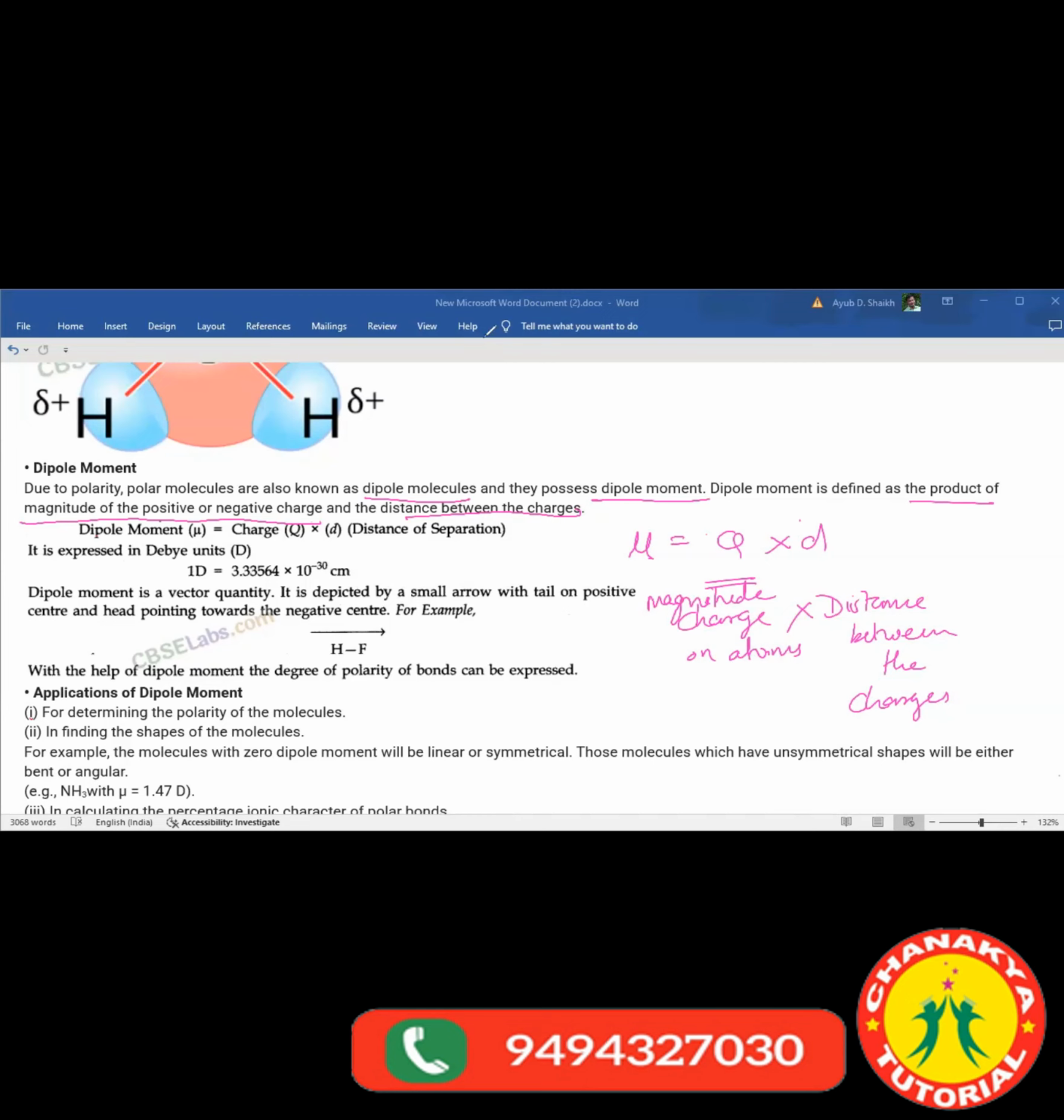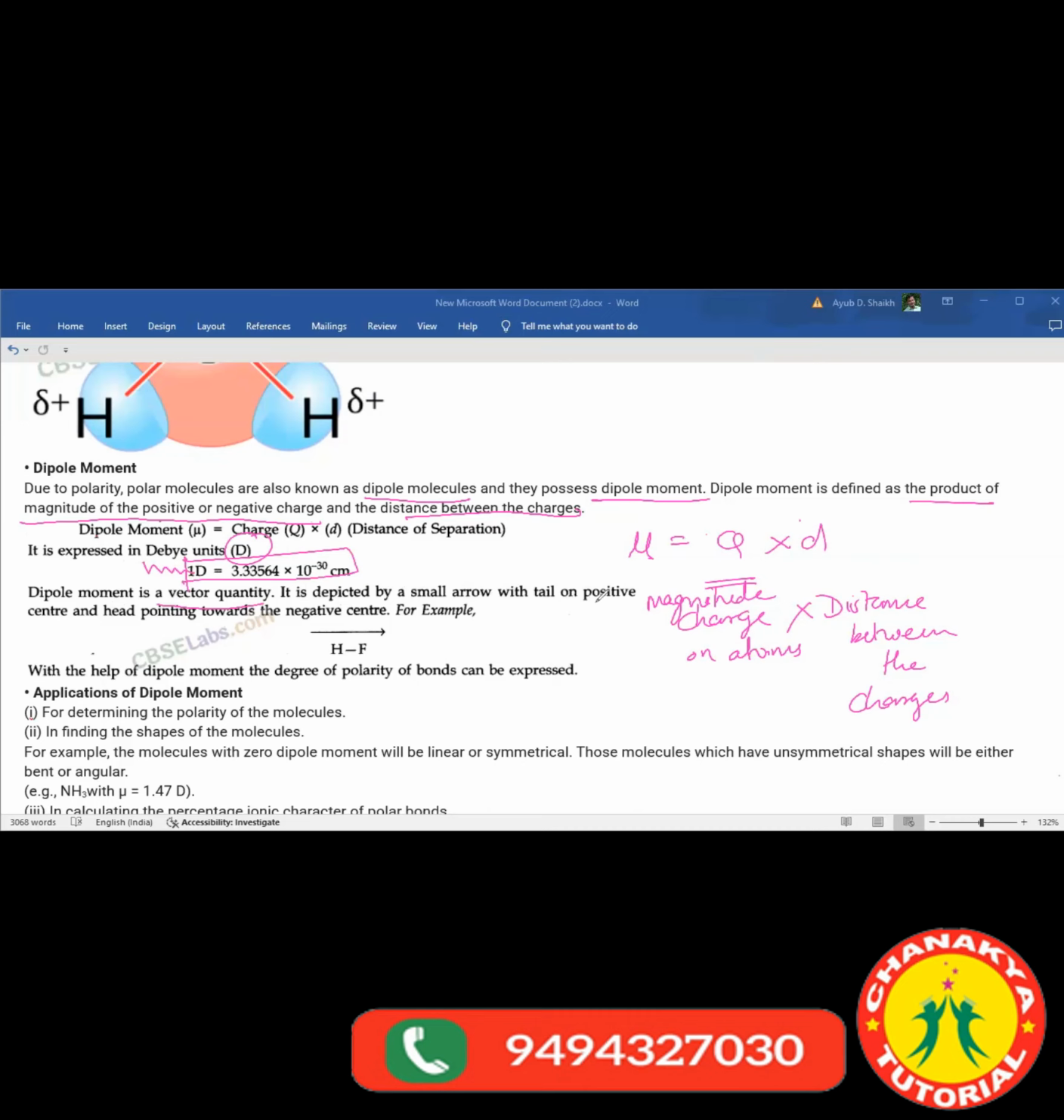So dipole moment is a vector quantity. Vector quantity means what? It has a magnitude as well as direction. Correct? What do you mean by vector quantity, Dhananjay? Both magnitude and direction. Yes, it has a magnitude as well as direction.